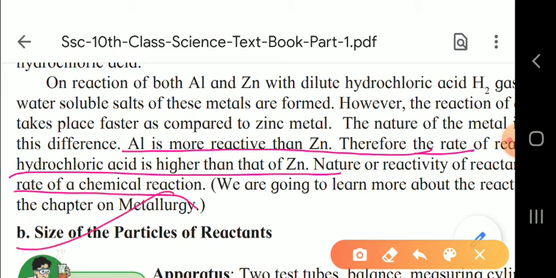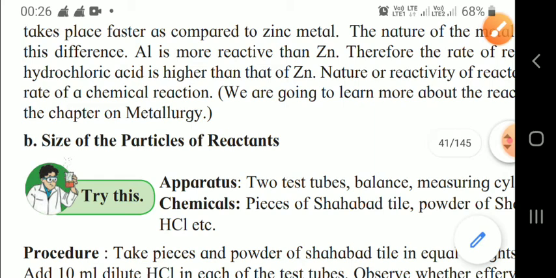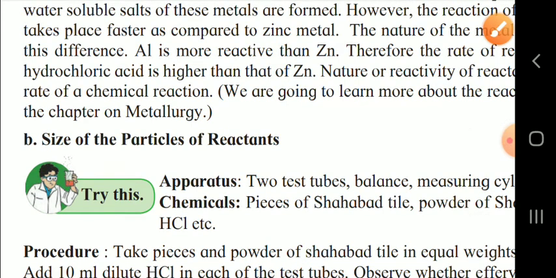Now, next is the size of the particles of the reactant. You have to take Shahabad tile and two test tubes with dilute HCl. In one test tube you put pieces of the Shahabad tile, while in the other you put the powder of the Shahabad tile, and observe the reaction. Effervescence of carbon dioxide is formed. Effervescence means vapors or fumes are coming out.